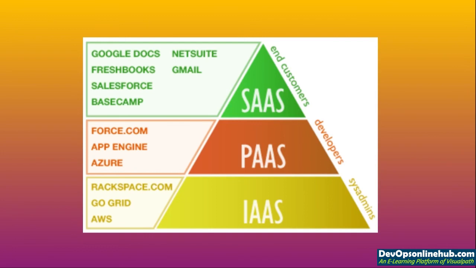And SaaS is the last one, which is mainly for end customers. You don't need to think about the infrastructure or the application, you just consume the service. In this case you can say Gmail, Google Docs, Salesforce. These are examples of the SaaS model. So that's all. Thank you.